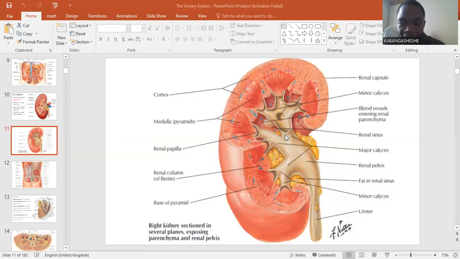Then each major calyx splits into 3, sometimes even 4 minor branches, which we call the minor calyces. So 1, 2, 3, 4 minor calyces. And now we see that each minor calyx is connected to one renal medulla or pyramid, if you like. So this is one pyramid with its own calyx, one pyramid with its own calyx.